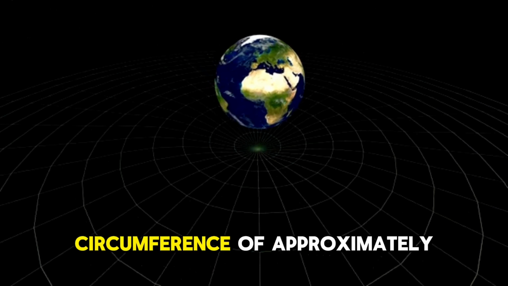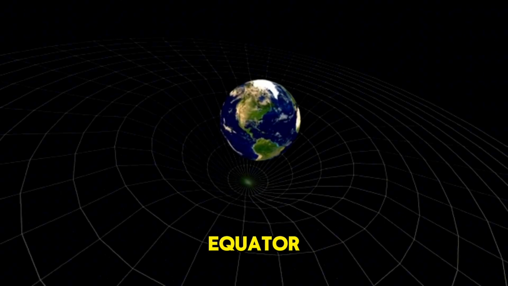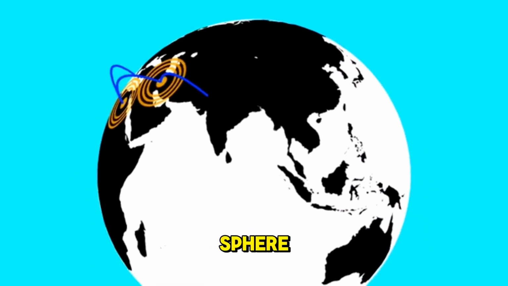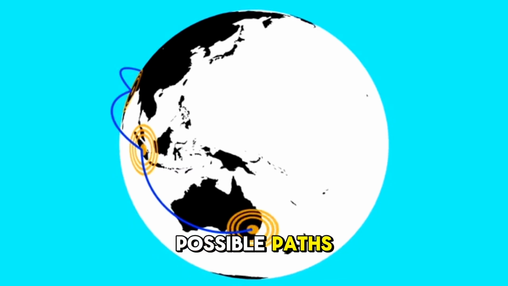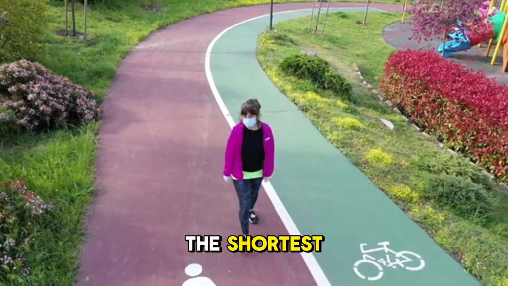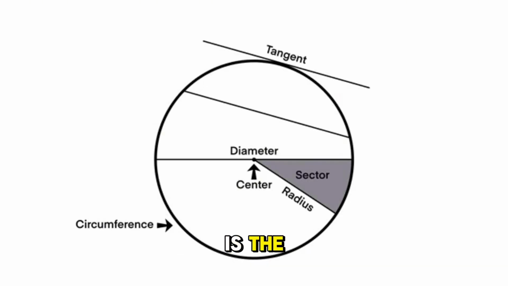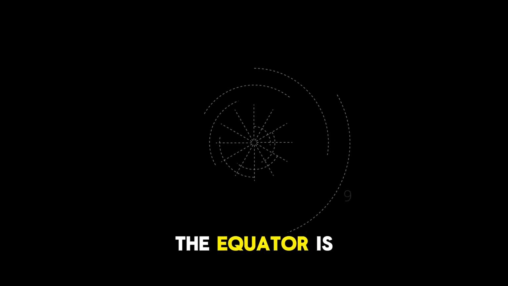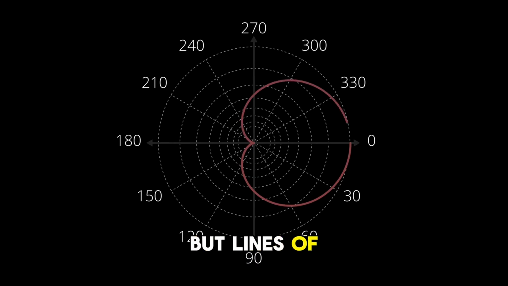The Earth has a circumference of approximately 40,075 kilometers at the equator. But it is a sphere, and on a sphere, every point connects to every other point through an infinite number of possible paths. Only one of those paths is the shortest. That path is defined by a great circle, a circle whose center is the center of the Earth itself. The equator is a great circle. Lines of longitude are great circles. But lines of latitude, the horizontal bands that cross a flat map, are not great circles. They are small circles, and they are longer.